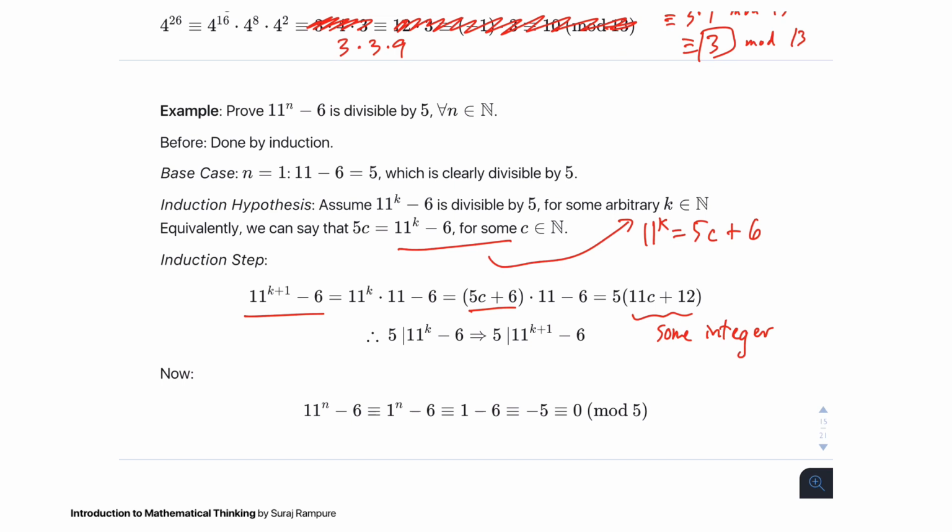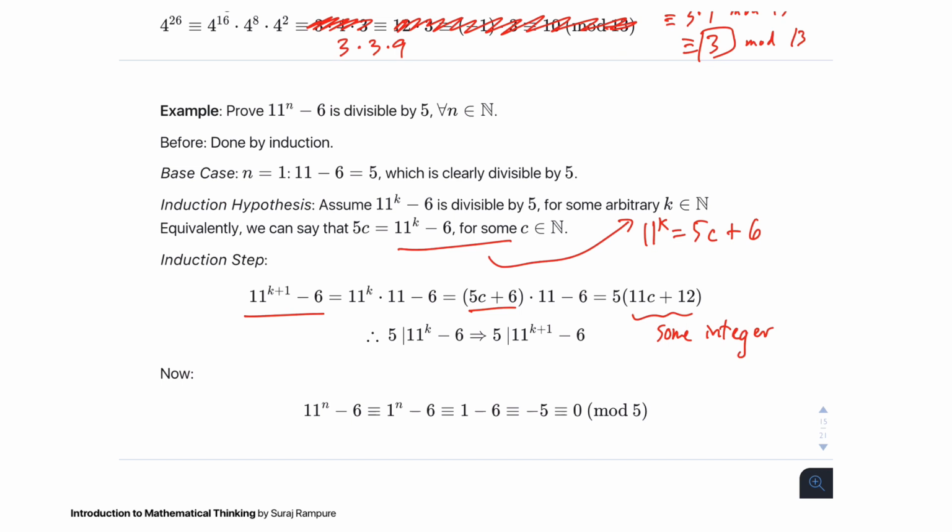So by induction, if we assumed that 11 to the k minus 6 was divisible by 5, we showed that 11 to the k plus 1 minus 6 was divisible by 5. So that's how we did it before. But now, it really boils down to just one line. All we want to show is that 11 to the n minus 6 is equivalent to 0 modulo 5. Because if it's equivalent to 0 modulo 5, that means 5 divides it, i.e. it's a multiple of 5. Any multiple of 5 will be 0 modulo 5, because the remainder when you divide it by 5 is 0.